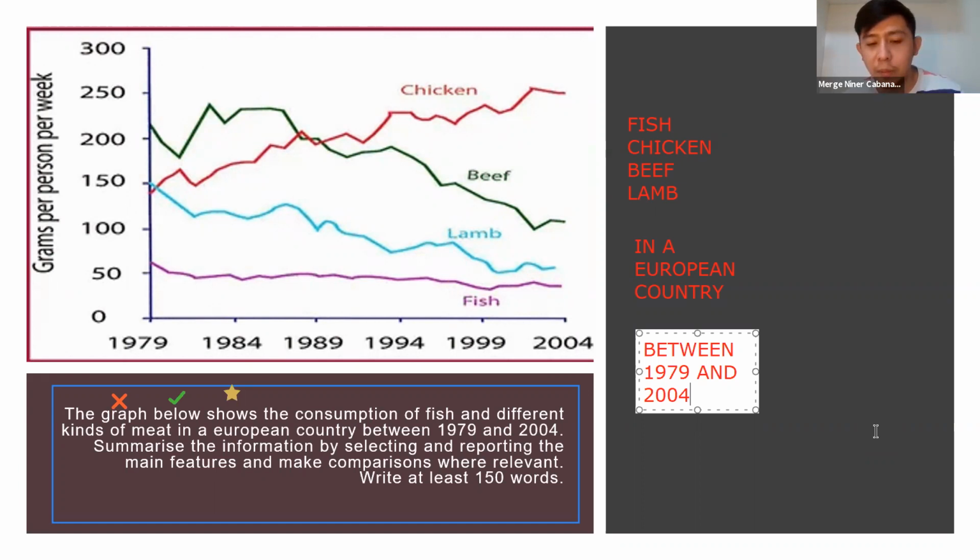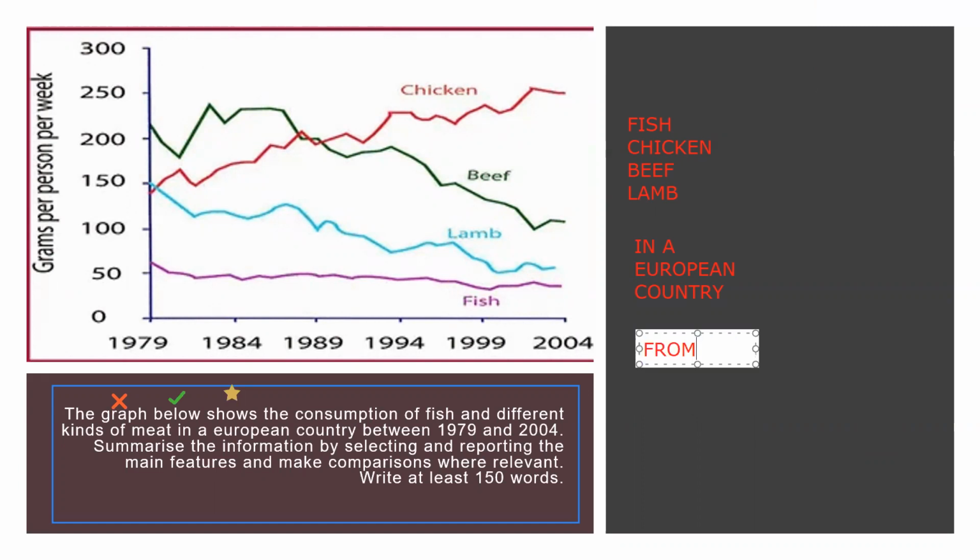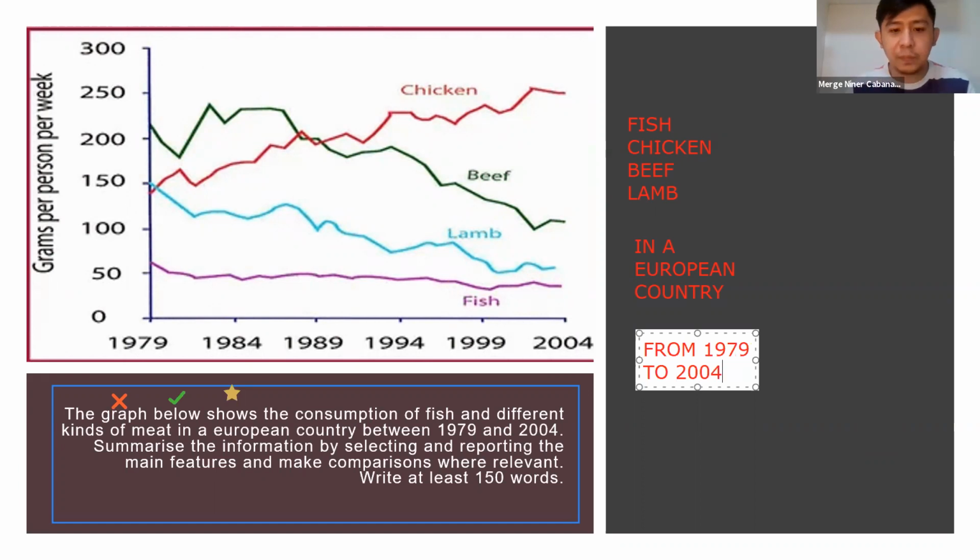Okay, so probably I'll be answering for Chris Burke. I'll be using the term from and to. Sir, can I use from and to? From. That is correct, Nina. You will be using from 1979 to 2004.